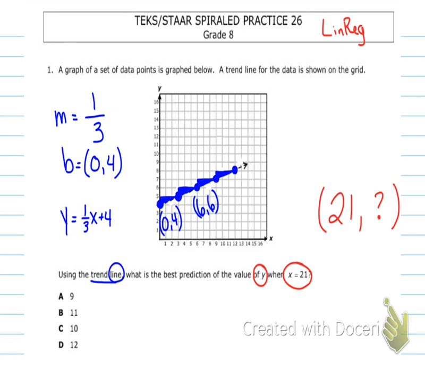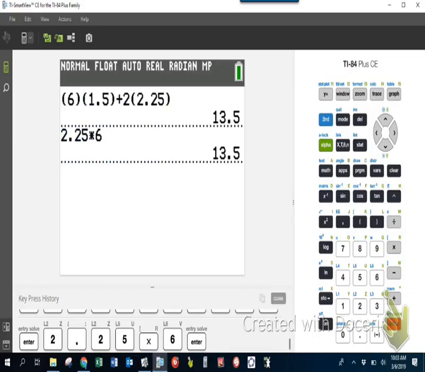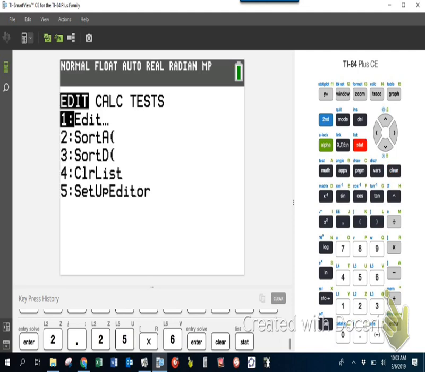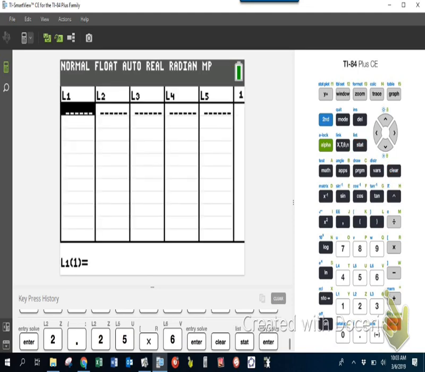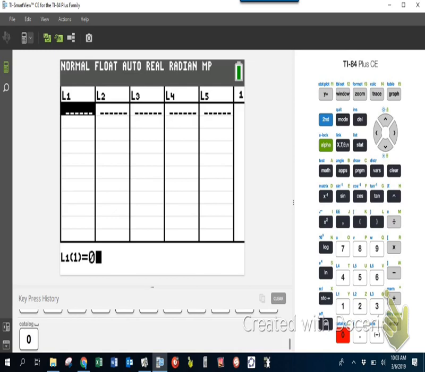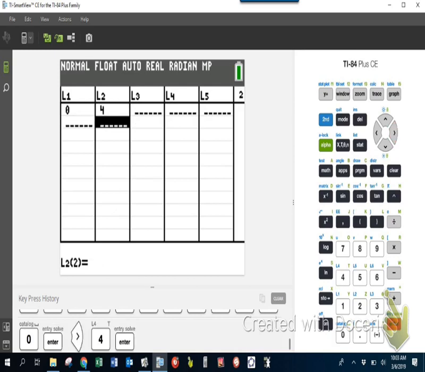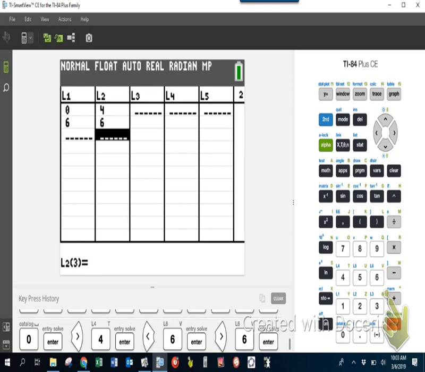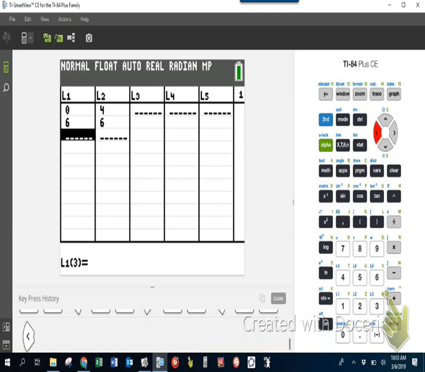Choose 2 points, any two. I chose (0, 4) and (6, 6). And here are the steps for linear regression. So you're going to go into your Stat, Edit, and I'm going to plug in (0, 4). Notice that List 1 is your x values, List 2 is your y values, and then I can choose (6, 6). Now, you only need 2 points for this to work. You can use more, but you only need 2.